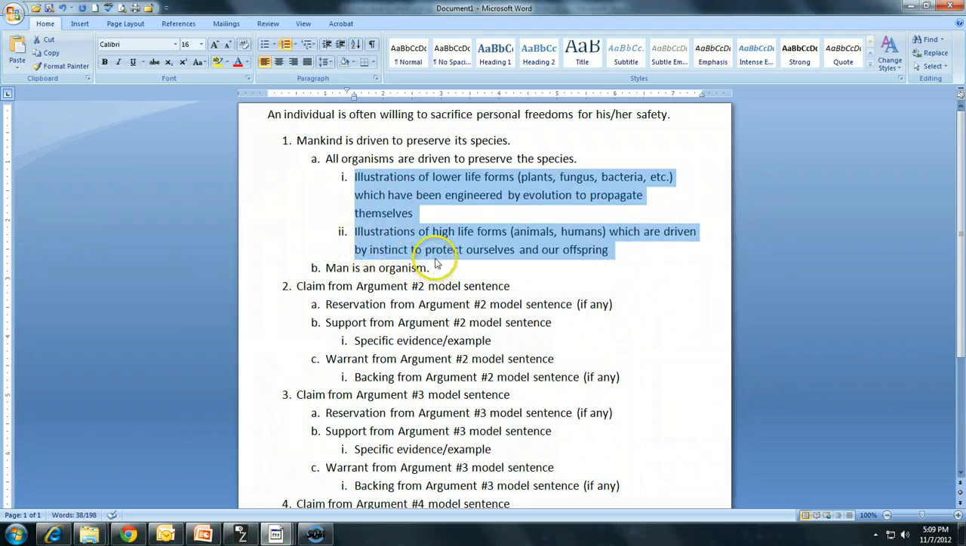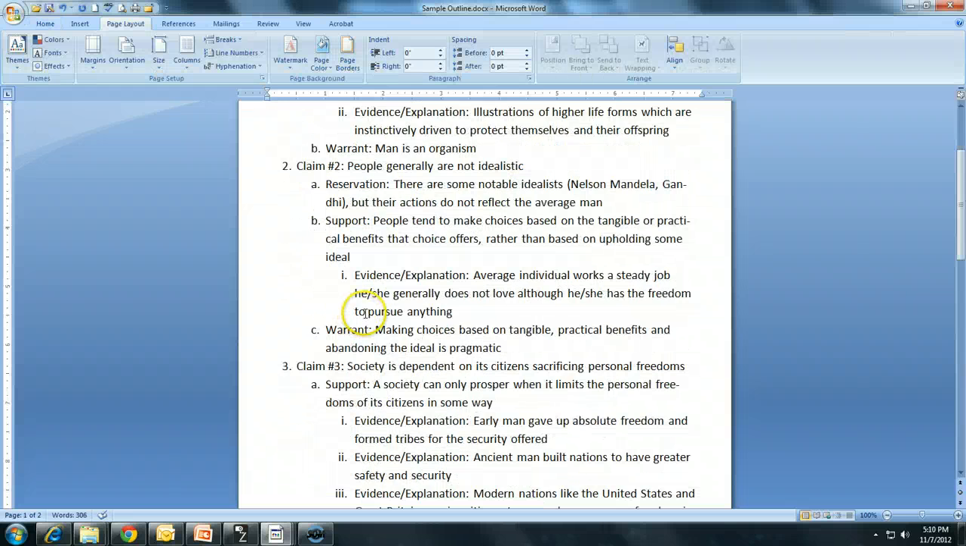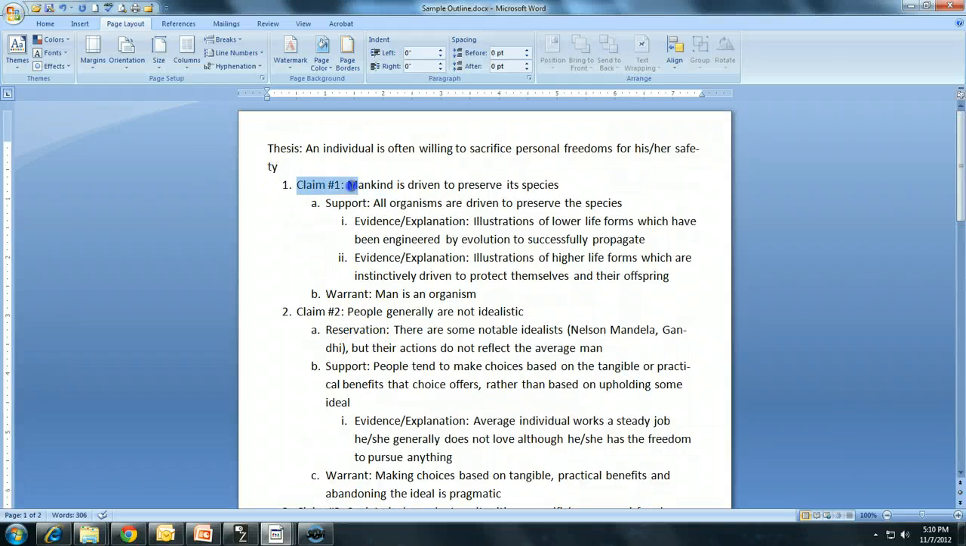Okay. I'm going to just skip ahead here to having filled out the rest of my outline. Show you what that looks like. Okay, and there you go. Just kind of pasted in the rest of this, and I've gone ahead and labeled all the parts.